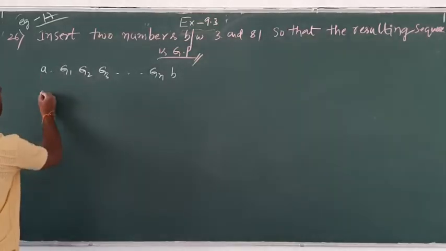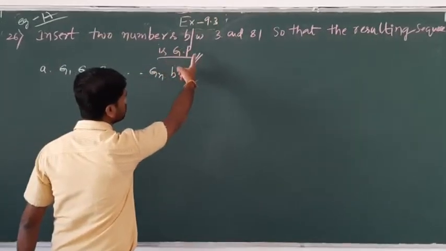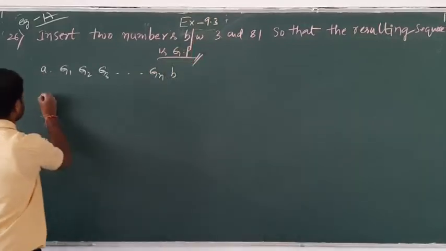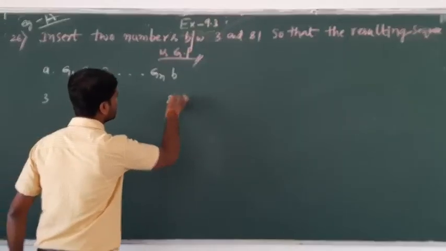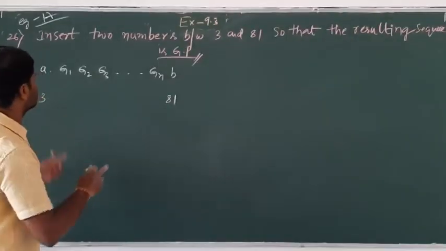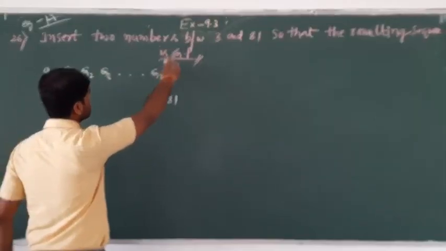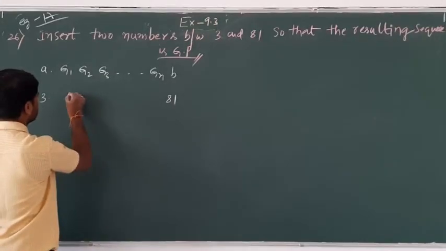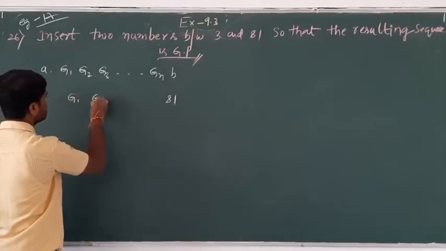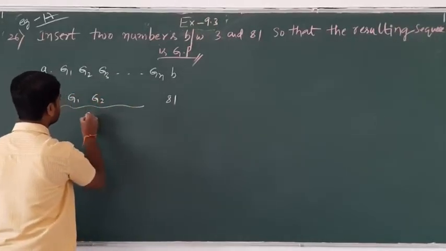Inserted 2 numbers means inserting 2 numbers in between 3 and 81, so that the resulting sequence is a GP. We have to find the resulting sequence. Inserting 2 numbers means 2 numbers only, G1 and G2. Only 2 numbers.